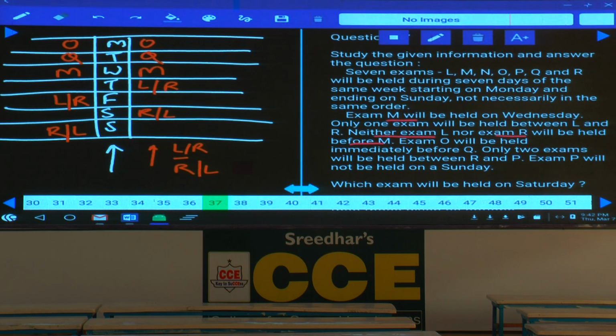And only 2 examinations will be held between R and P. Between R and P, how many examinations? Exactly 2. Now tell me whether R can be here. If R is here, P and M must be in the same place, which is not possible. Hence R cannot be here.